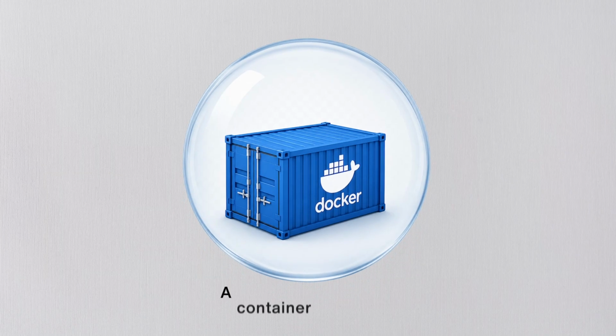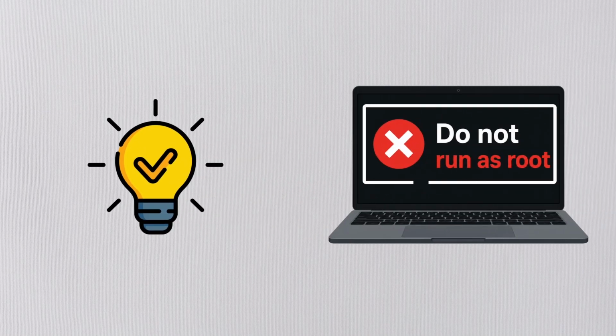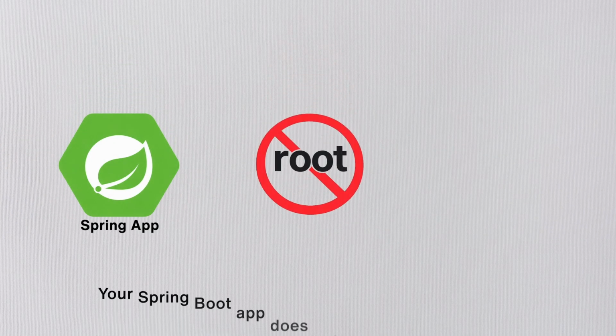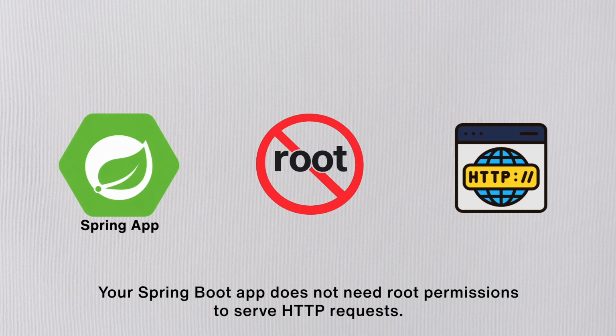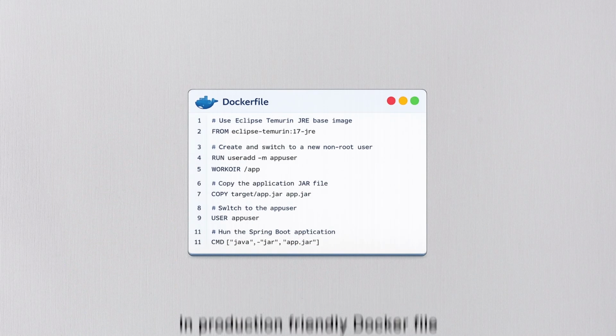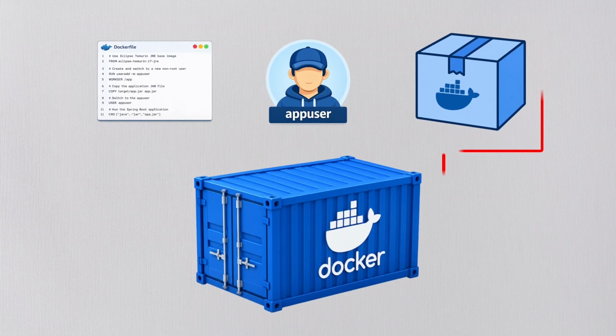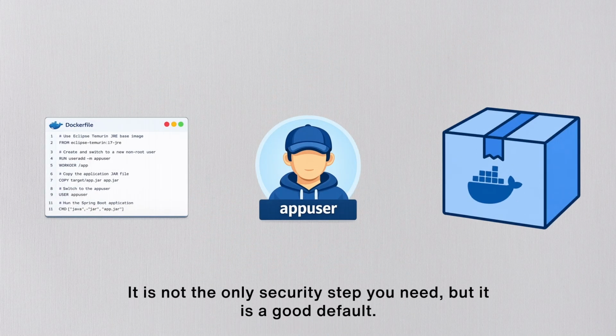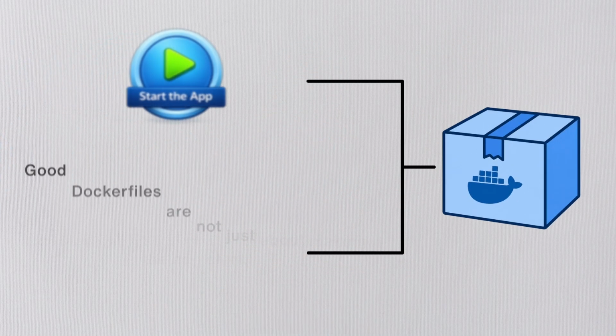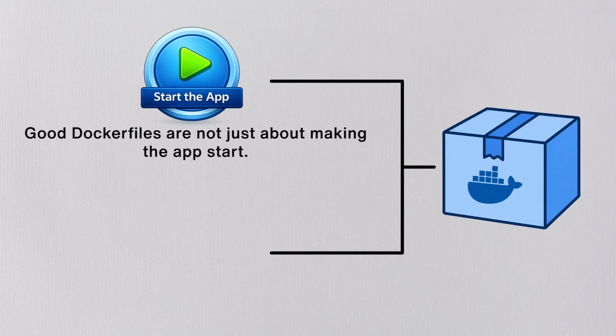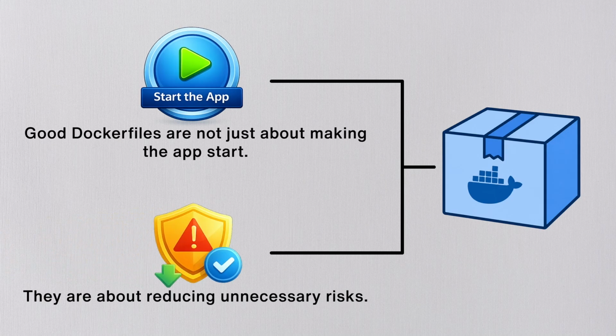Now let's talk about security from a developer perspective. A container is isolated, but it is not magic. Bad defaults still matter. One simple improvement is to avoid running the application as root. Your Spring Boot app doesn't need root permission to serve HTTP requests. So in a production-friendly Dockerfile, we can create a dedicated user and run the app using that user. This reduces unnecessary privileges inside the container. It is not the only security step you need, but it is a good default. Good Dockerfiles are not just about making the app start, they are about reducing unnecessary risks.